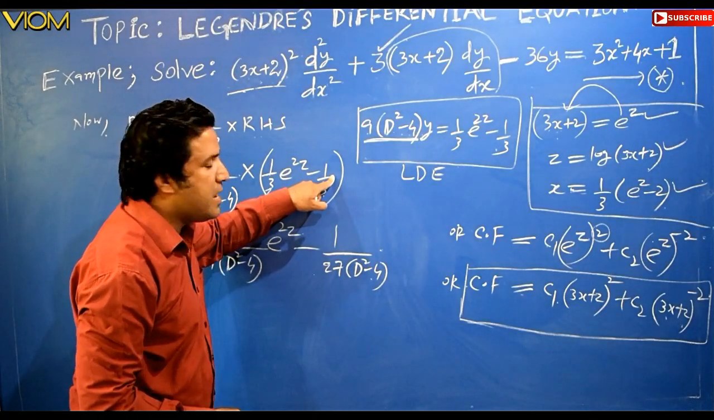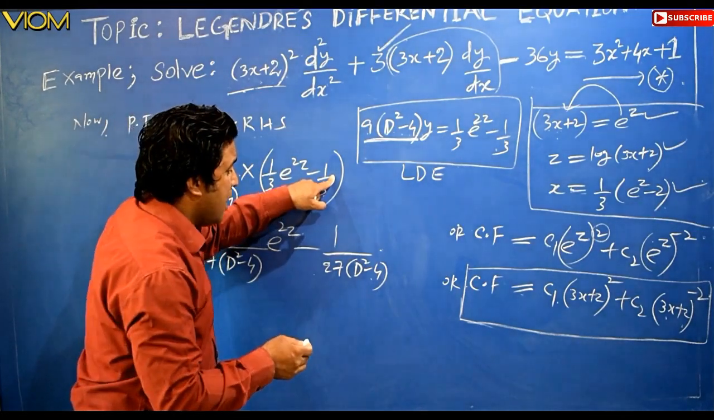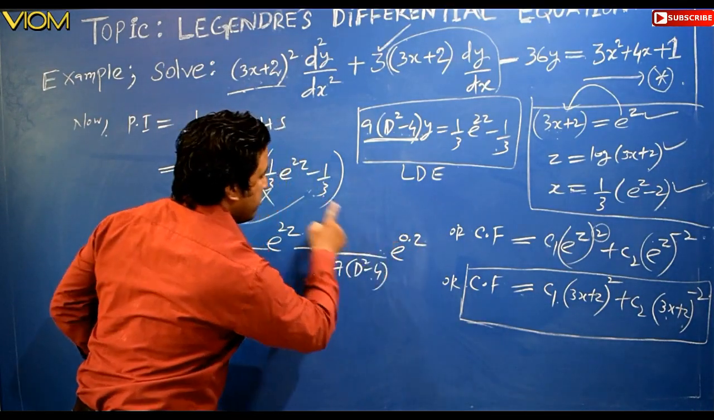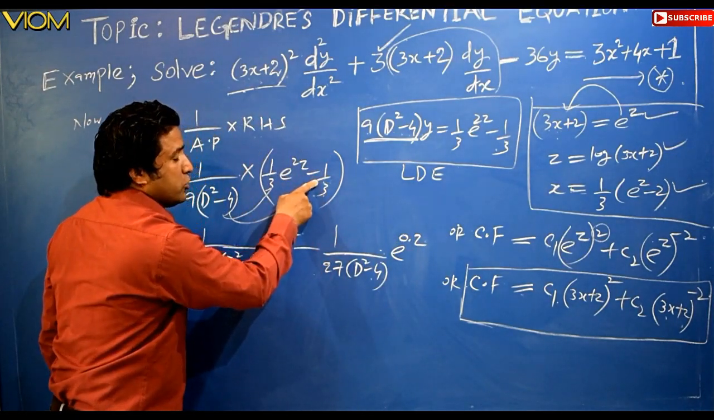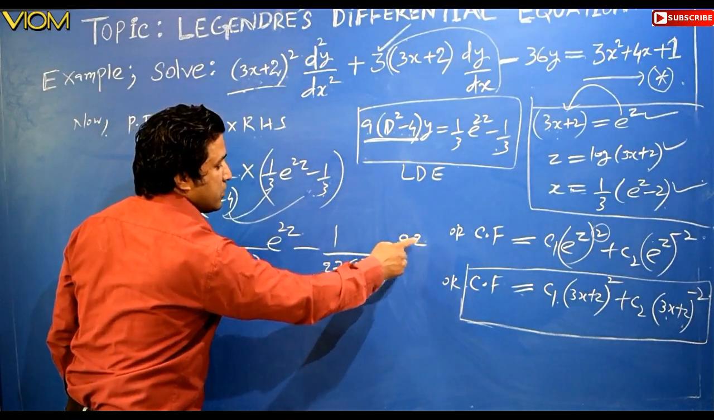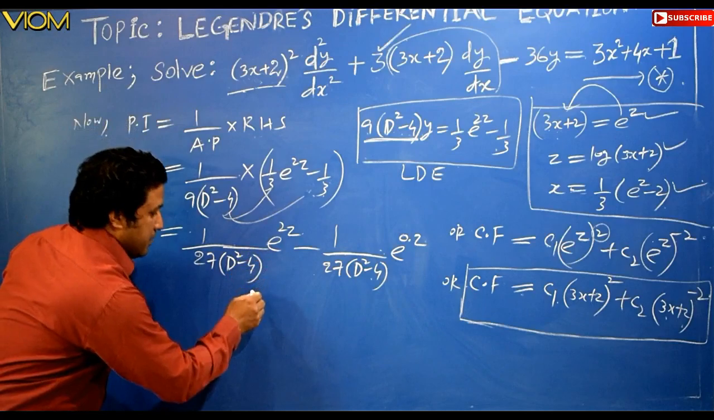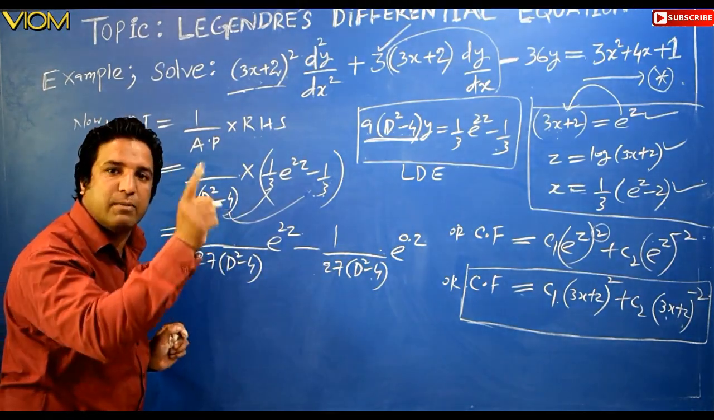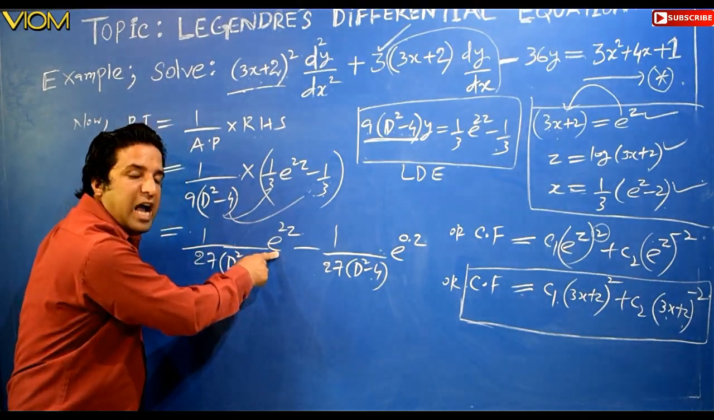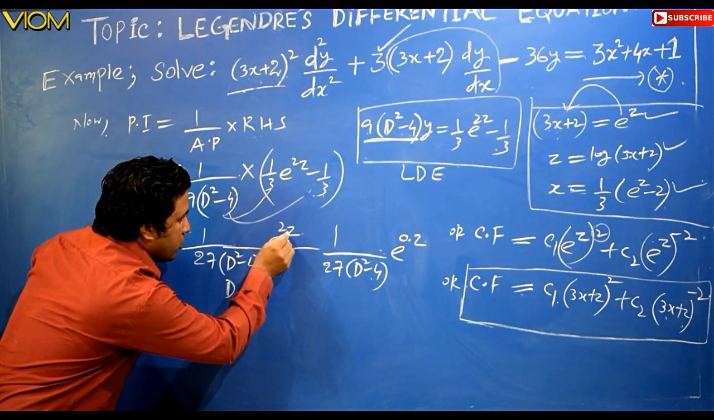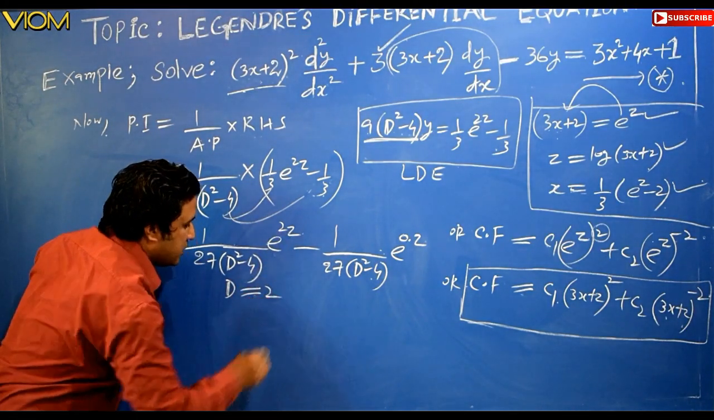So I will make this a constant function. Rather I can write e raised to the power of 0 times z. Why? Whenever you see a situation like this, you can write e raised to the power 0 times z. So now you can use, as per the rules from lecture number 3, whenever you see an exponential function here, you can write D is equal to the coefficient of z, which is 2.